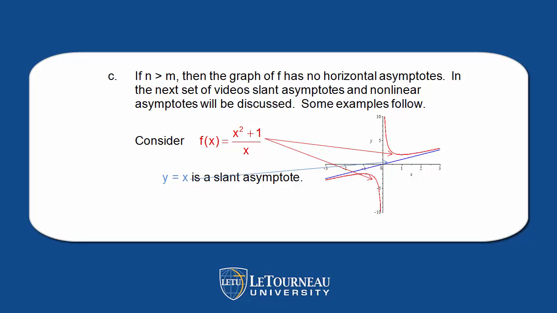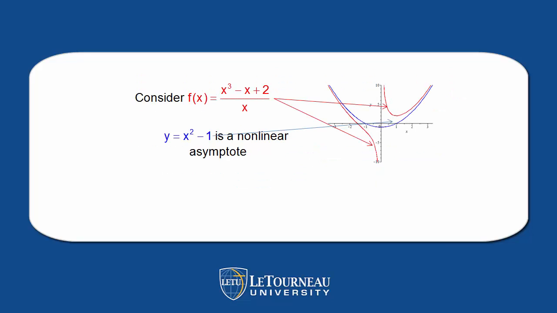If we consider f of x equal to x squared plus 1 over x, what we get is that y equals x, notice the picture, is a slant asymptote. Now, it's still a line. However, if you look at x cubed minus x plus 2 over x squared minus 1, that is a nonlinear asymptote. We actually have a parabola being an asymptote. We will look at these a little bit more in another section.